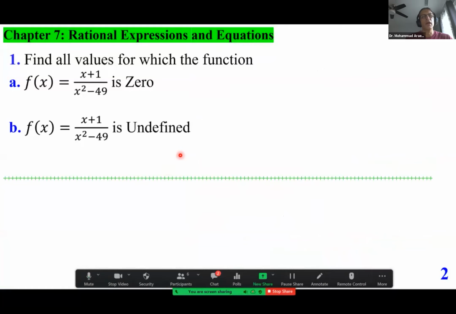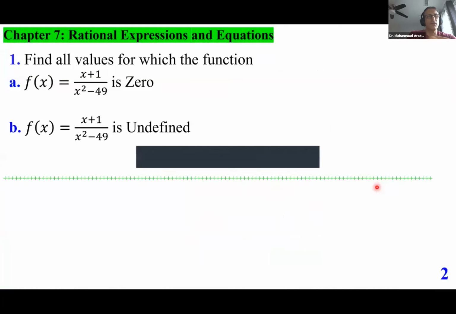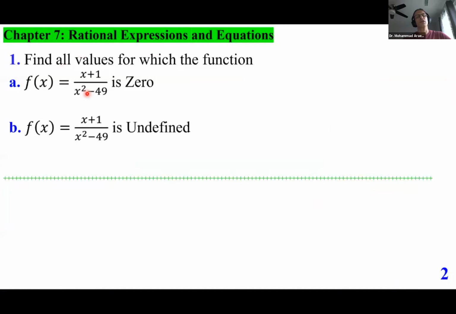First question, we want to find all values for which the function is 0, and in part B, what makes it undefined. In general, when you deal with a fractional expression, it is 0 when the top is 0. Top is x plus 1. You set it equal to 0. The answer is negative 1.